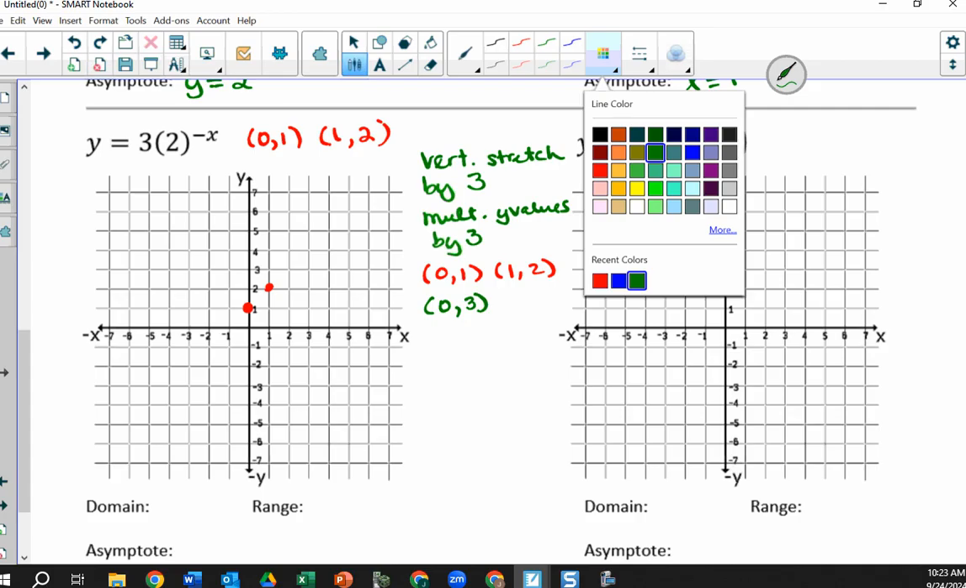(1, 2), what's that one going to become? (1, 6). Okay.